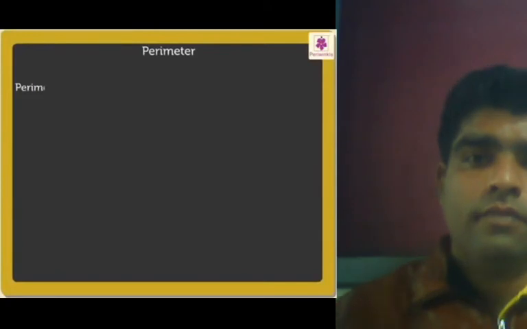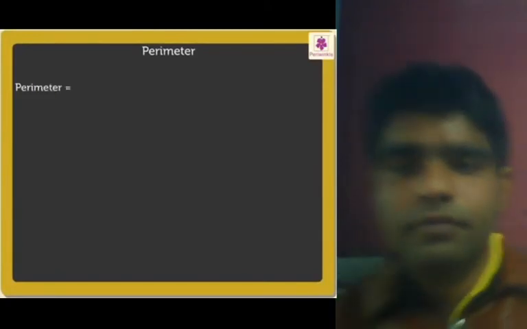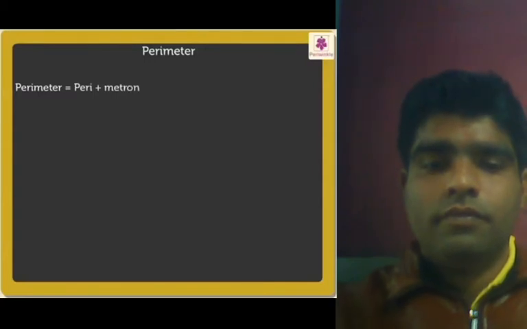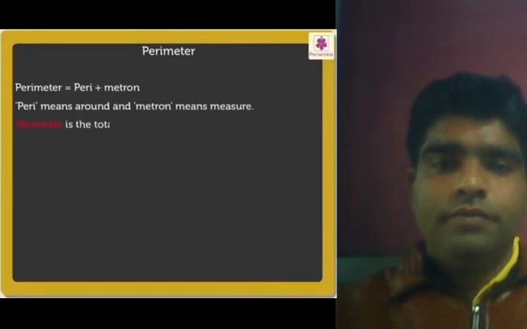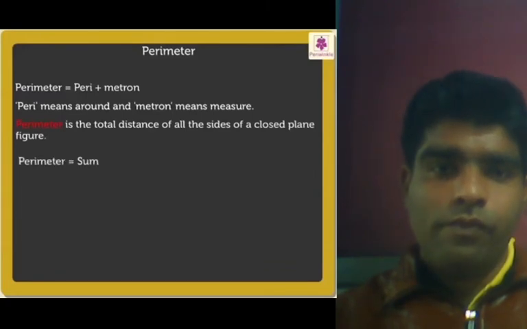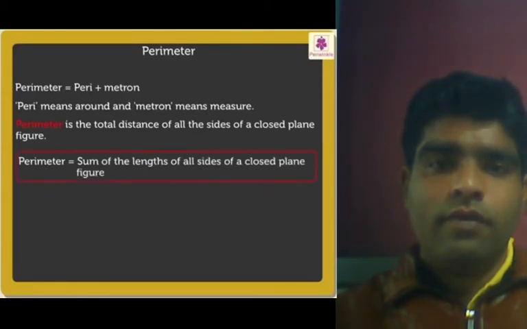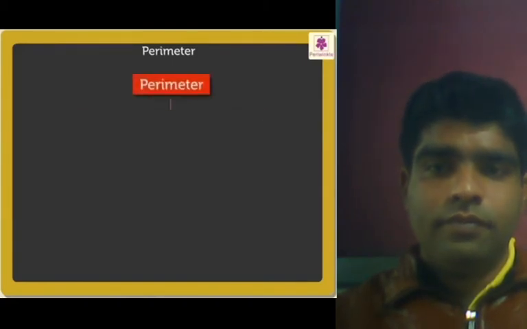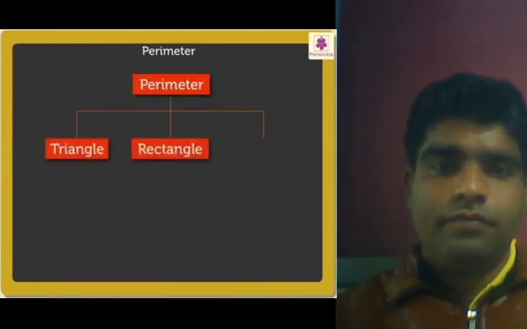The word perimeter comes from two Greek words, peri and metron. Peri means around and metron means measure. Thus, perimeter is the total distance around all the sides of a closed plane figure. Hence, it is found by adding the lengths of all the sides. Today, we will learn how to find the perimeter of the polygons triangle, rectangle and square using formulas.